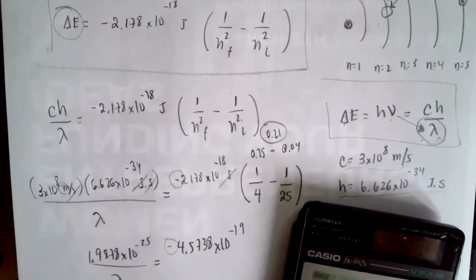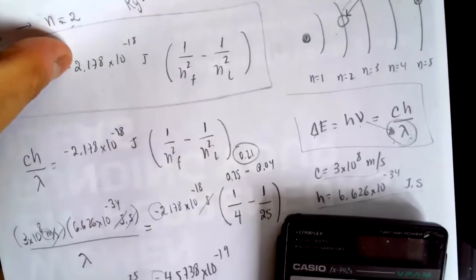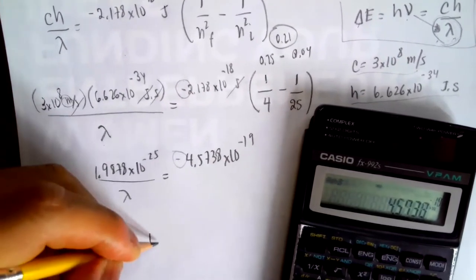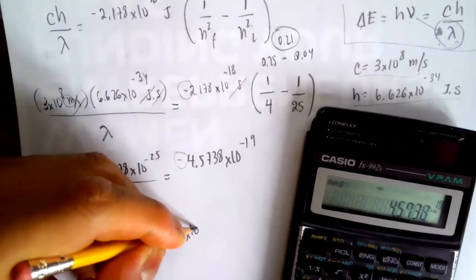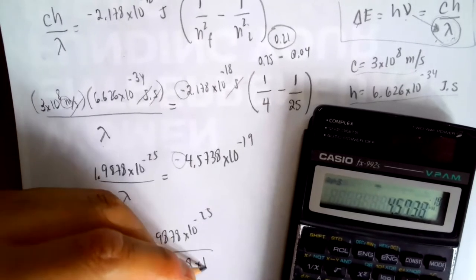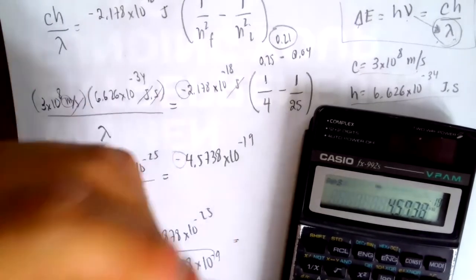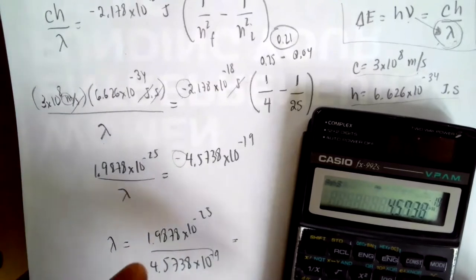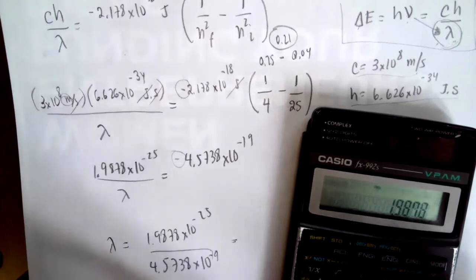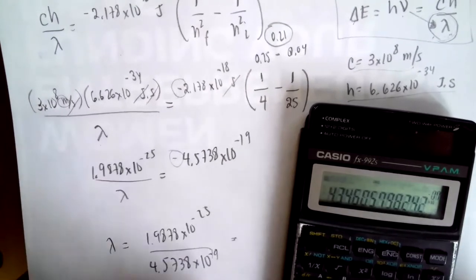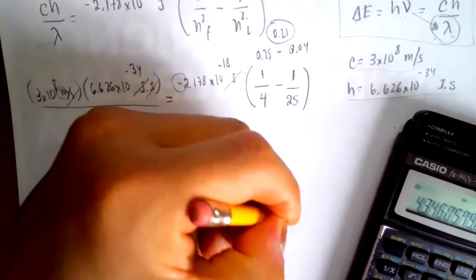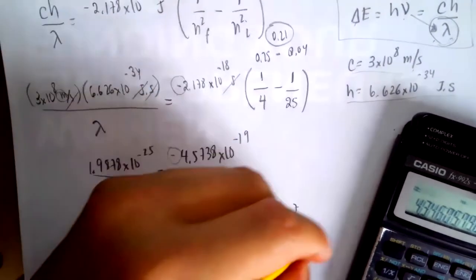I'm going to find lambda. Therefore, lambda is equal to 1.9878 times 10 to the minus 25 divided by 4.5 minus 19, times 1.9878 times 10 to the minus 25. So I have 4.34 times 10 to the minus 7 meters. That would be my lambda.